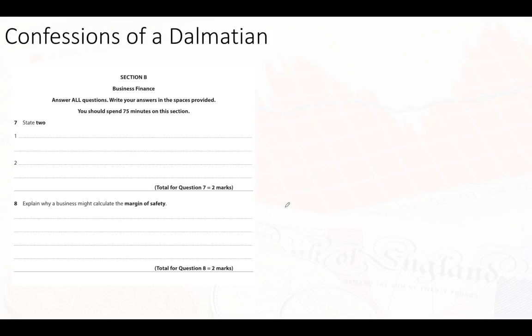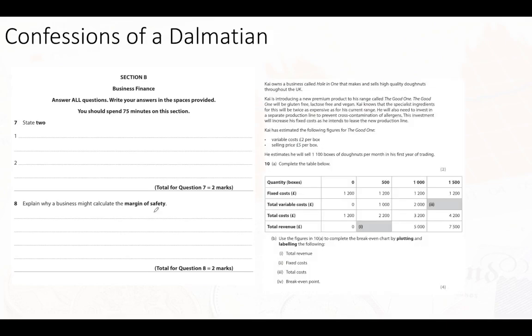And this, section B in this exam paper that I'm going to show you, is where you will find the business finance questions. Now we can see here, state 2. Well, clearly this is just checking your knowledge. Explain. We actually talked about that. Yeah, we could actually write that as a 4 marker using the case study and the numerical data. So there's lots that we could be doing with this.